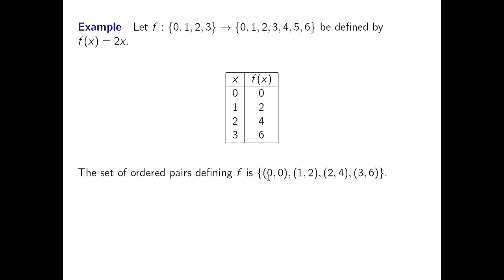Like this, right? On input 0, it outputs 0. On input 1, it outputs 2. On input 2, it outputs 4. On input 3, it outputs 6.